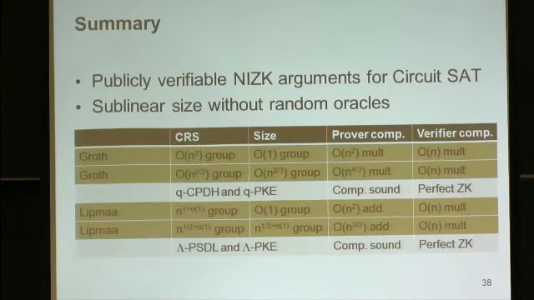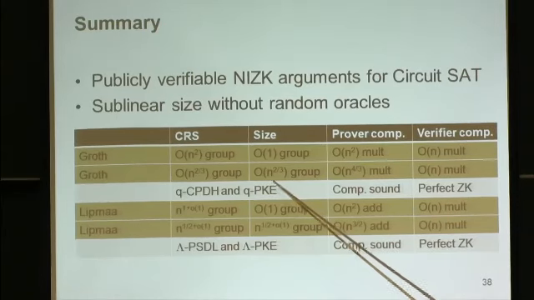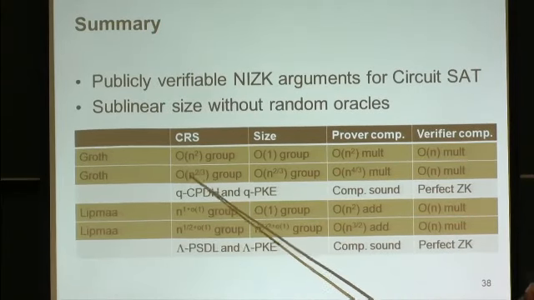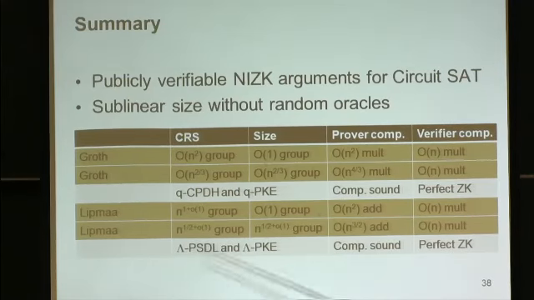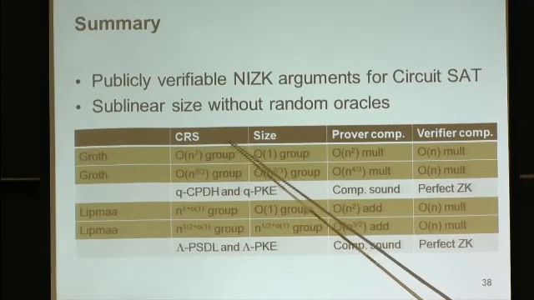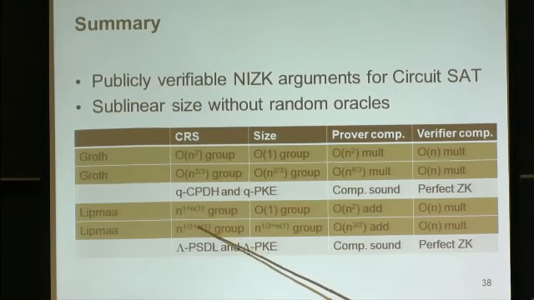And if you do this balancing, then you can get down to something where the common reference string and the size of the non-interactive zero knowledge argument are the same, right? So you can get something that's sublinear. In my case, something that's n to the 2/3 for both the common reference string and the argument. And in Lipmaa's case, you can get almost down to the square root of n.